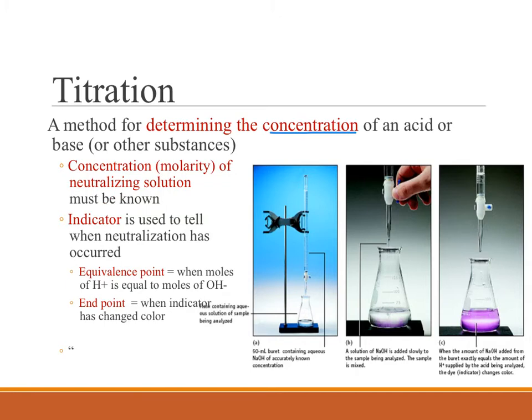If you're talking about an acid and a base, you will have a neutralizing substance. Say you're working with a base and you're trying to figure out the concentration of that base. Well, then you will know the concentration of the acid, which is what will neutralize it. So you have one substance with a known concentration, one with an unknown. You need a pH indicator, which will tell you when that neutralization has occurred because it will change color at just the right time.